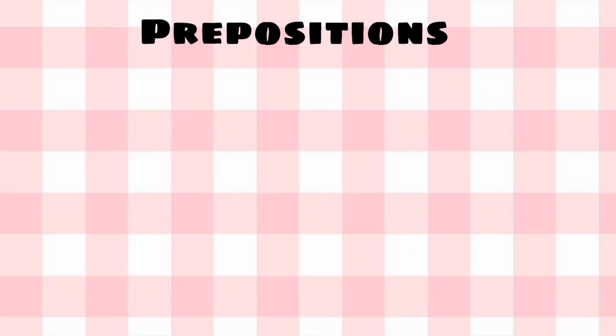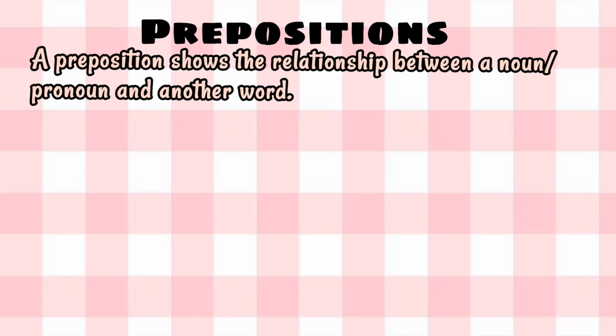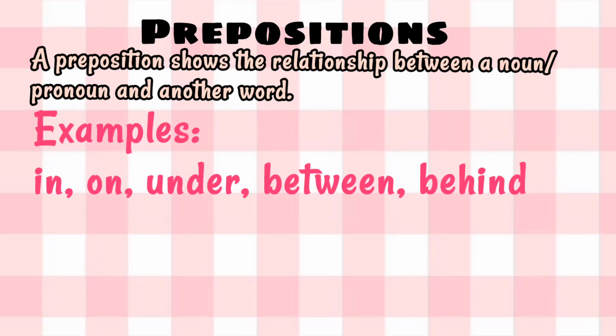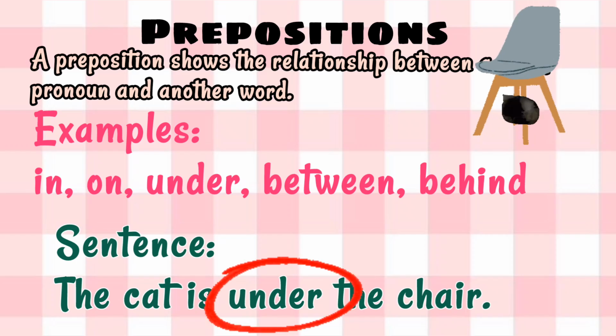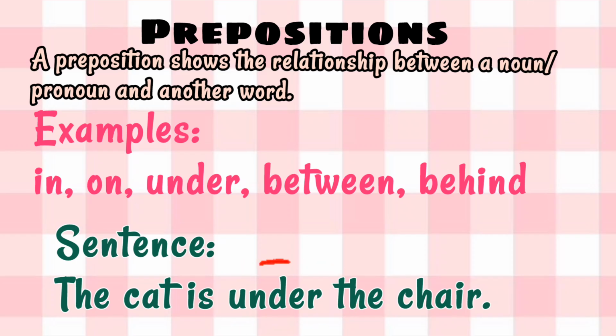And we move to prepositions. A preposition is a word that shows the relationship between a noun or a pronoun and other words in the sentence. Examples of prepositions include words like in, on, under, between, behind. For instance, in our sentence, the cat is under the chair. The cat is the noun, chair is also the noun.